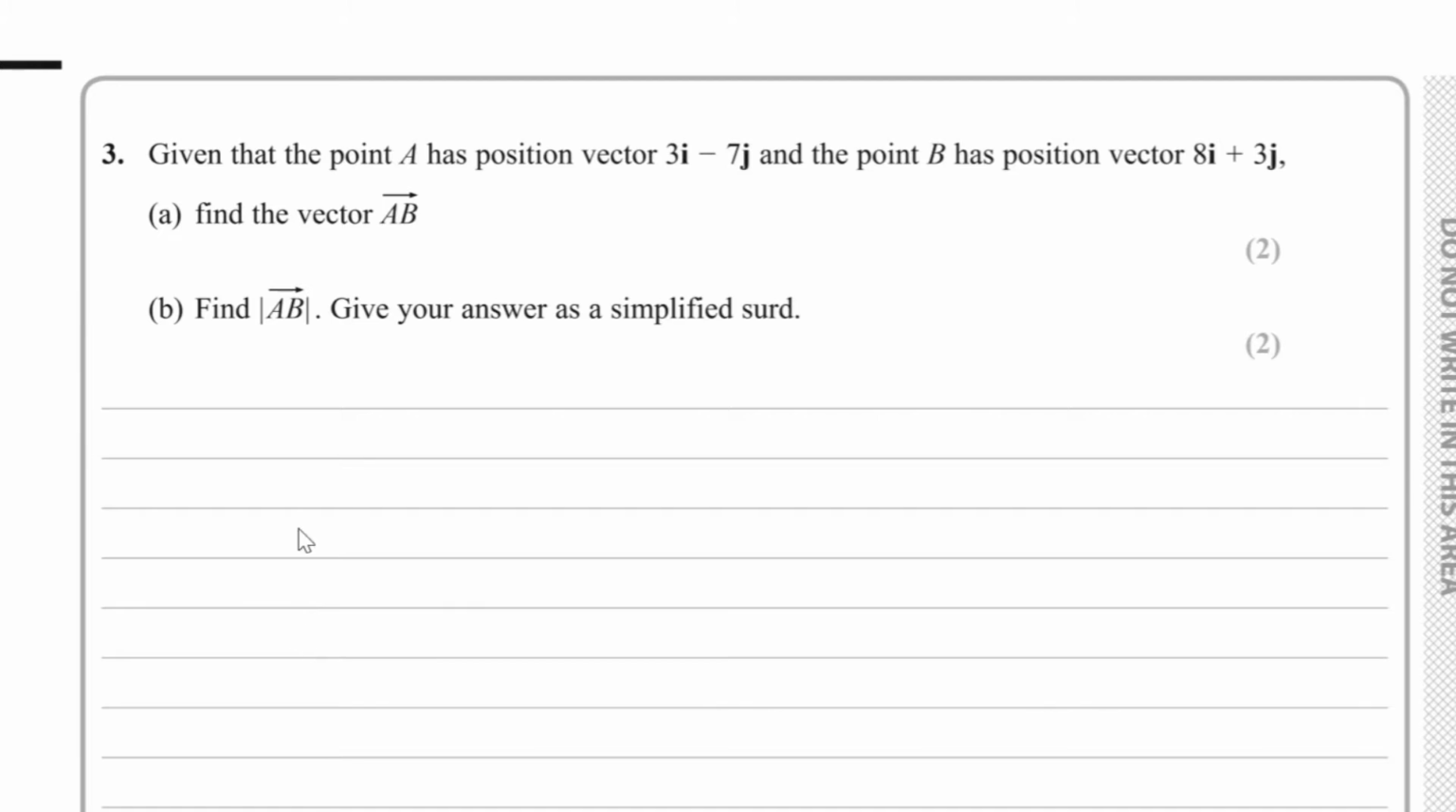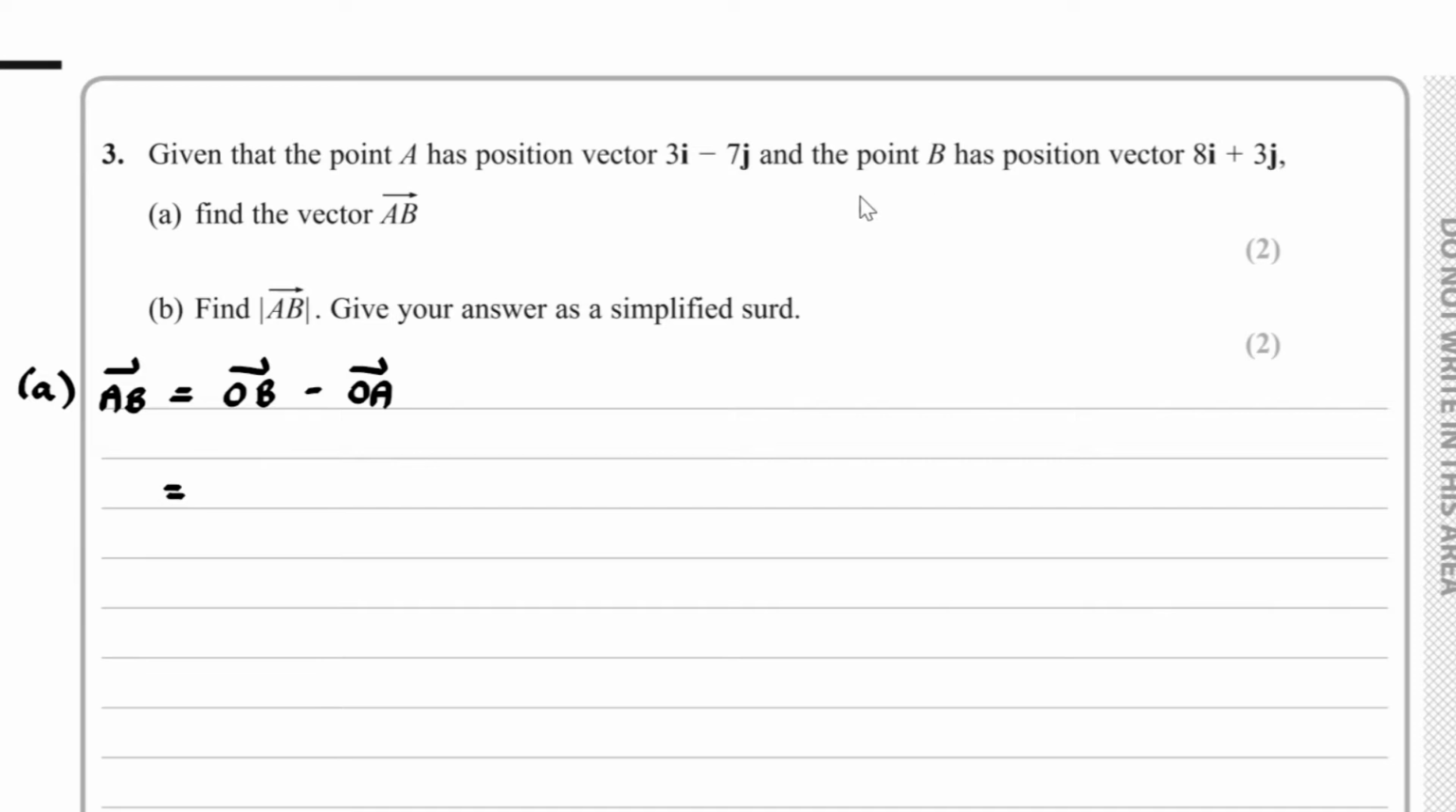Question number 3. We're given that the point A has position vector 3i minus 7j, and the point B has position vector 8i plus 3j. We have to find the vector AB. For part A, for us to find the vector AB, we need to recognize the vector AB is equal to the vector OB minus OA.